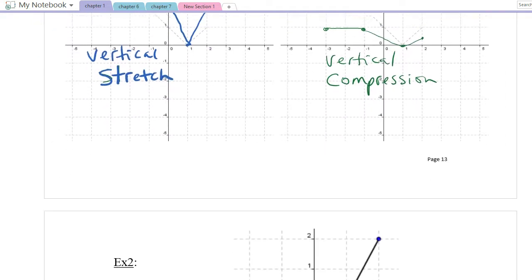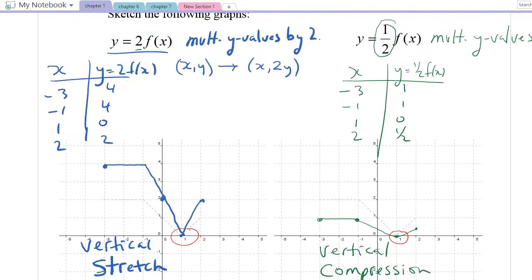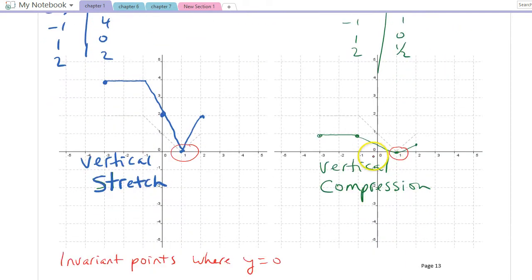Okay, are there any invariant points? Sure. Here's an invariant point right there, and here we have an invariant point right there. And you'll notice something about that. The invariant points happen on the x-axis, so wherever y is equal to 0. Because if we're multiplying the y values by 2, when I multiply a 0 times 2, I still get a 0. And here, if I multiply the y values by a half, a 0 times a half is still 0. So that's why that point stays the same.